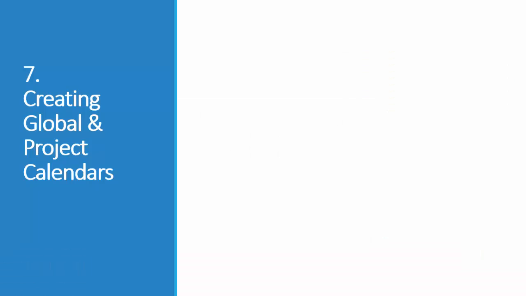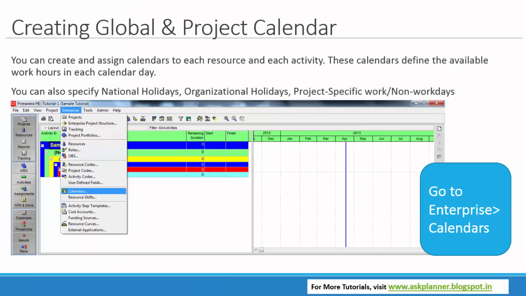Now let's see how to create the calendars. After finishing off with the WBS, let's design the calendar. You can create and assign calendars to each resource and each activity, which defines the working hours in each calendar day. To do this, we go to Enterprise in the menu bar and select Calendars.